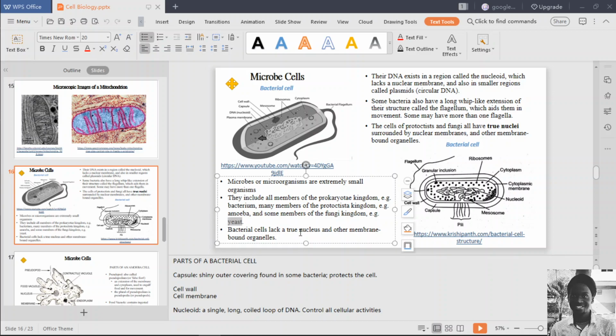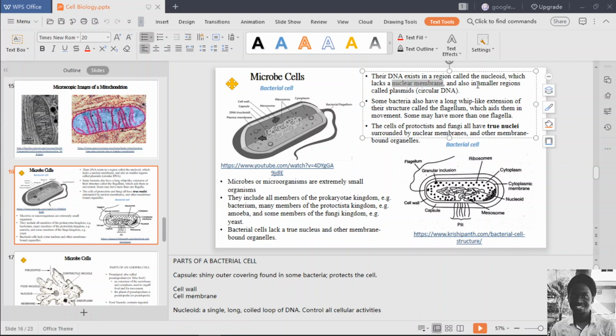Now, bacterial cells lack a true nucleus and other membrane-bound organelles. In other words, when we say they lack a true nucleus, we mean that they do not have a membrane around their chromosomes. So they do not have a definite nucleus. The chromosomes are just scattered; the DNA is just scattered in the cytoplasm. The DNA exists in a region called the nucleoid, which lacks a nuclear membrane, no membrane around the DNA.